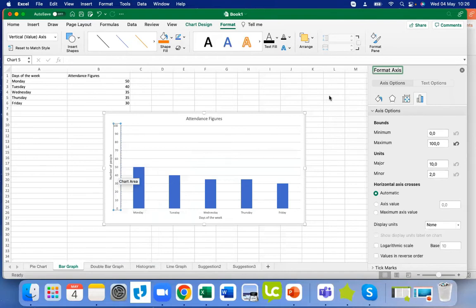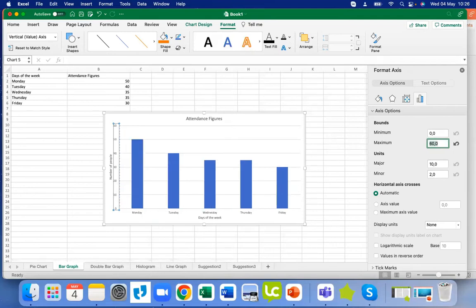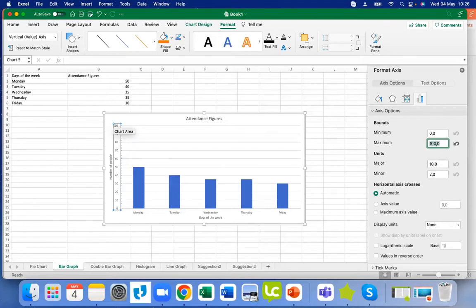Then when you come into that, it gives you options over here, and you see where it says bounds, minimum and maximum. The maximum is what you change if you want it to go up to a higher amount. Of course, I changed mine to 100. It was previously 60, so I want to show you what it would look like if it was 60. I'll just press enter, and you can see what the chart looks like at 60. Then I'll change the maximum to 100 and we'll see what it looks like.